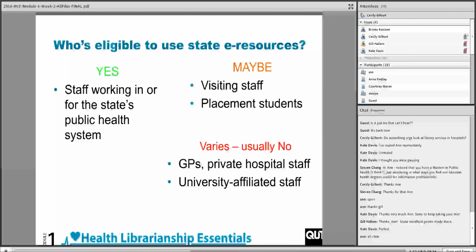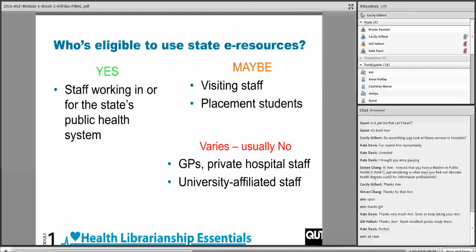It really depends on how long their placement is and what the agreement is between their educational institution and the hospital. Those who most usually don't gain access are people who are in general practice and people employed in private hospitals. So they may be carers, they may be providing some clinical care for people who are in the public system, but they don't necessarily get the same access to the resources. And GPs very sorely miss access to some of the products that are offered in the hospitals.